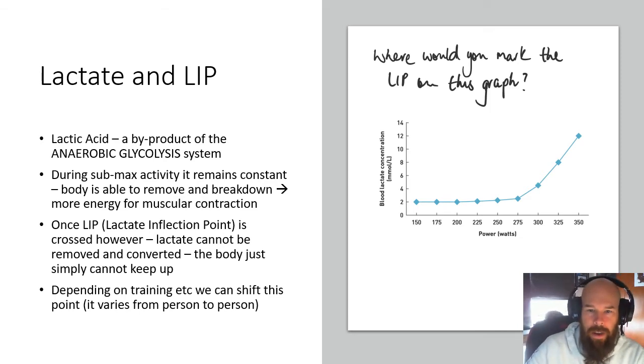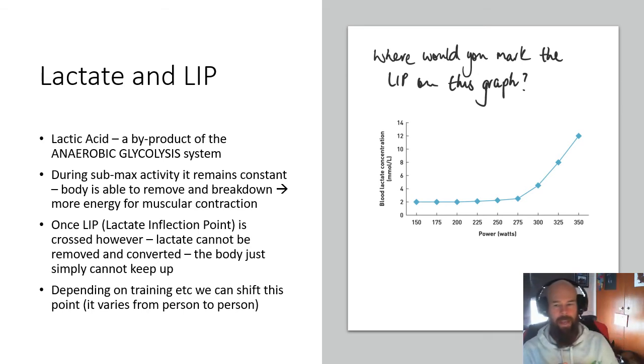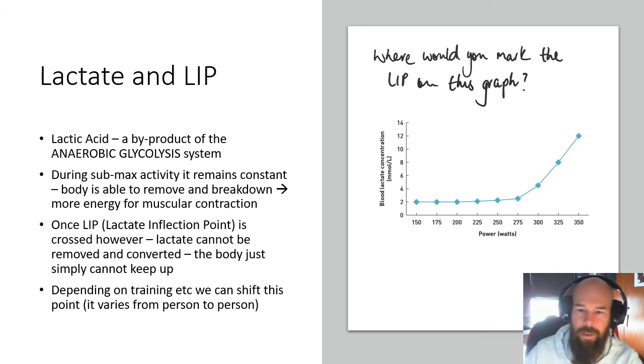Where would you mark it on the graph? It's that point where it increases exponentially. If we were talking about exponential numbers, I'm going to do a bit of maths here. Starts off at 2, then goes to 4, then 8, then 16, then 32, 64, 128, and so on and so forth.